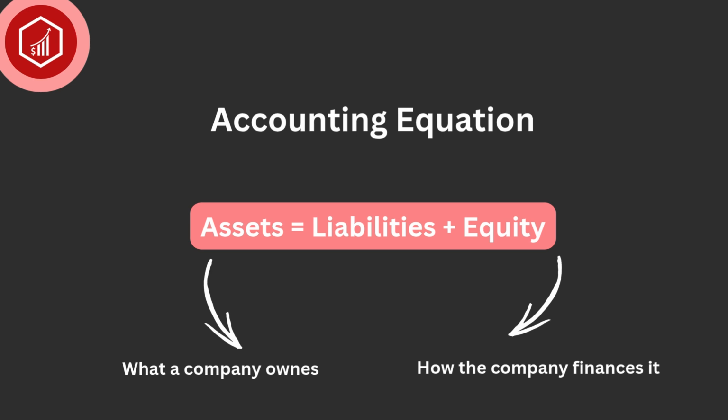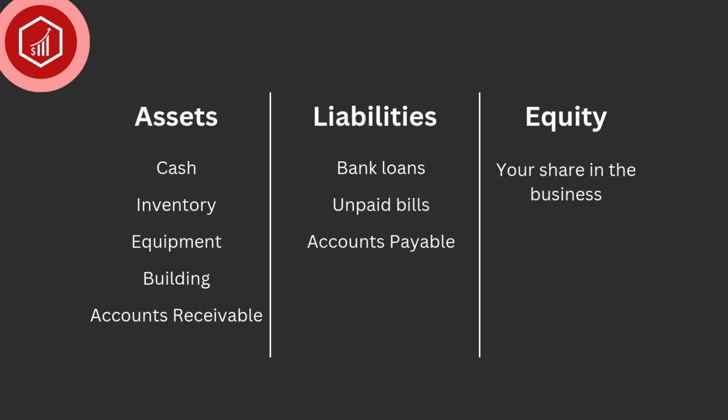In other words, everything the company owns is financed either by what it owes or by the money invested by the owners. So let's break it down. Assets are things the company owns, for example, cash, inventory. Liabilities are what the company owes: loans, accounts payable, debt from the bank. And equity is the owner's claim, so the money invested and retained earnings.